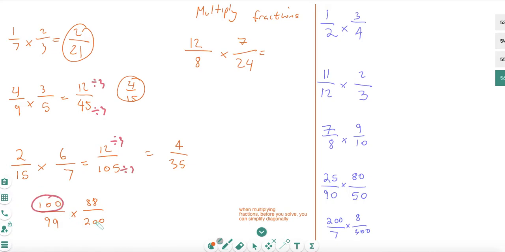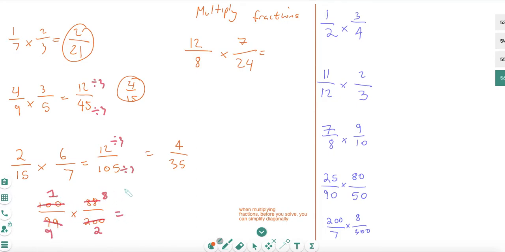So 100 and 200, I can divide both these numbers by 100. So 100 divided by 100 is 1. 200 divided by 100 is 2. Let's look at this diagonal, 88 and 99. What can we divide both these numbers by? 11. So 88 divided by 11 is 8. 99 divided by 11 is 9. Now it's going to be a much easier question.